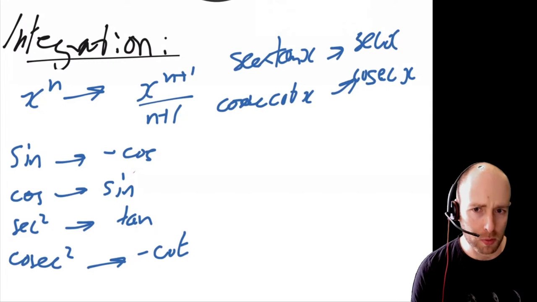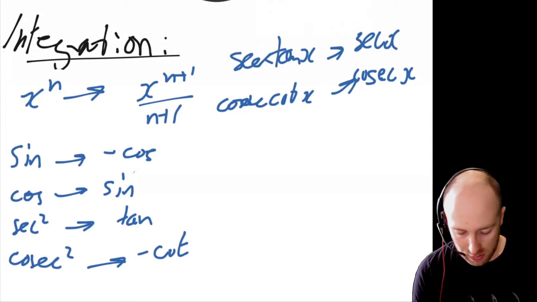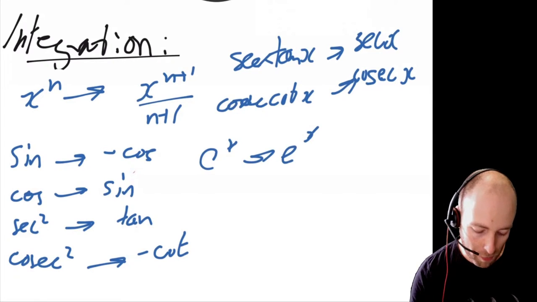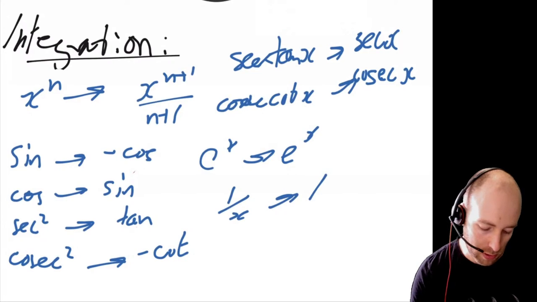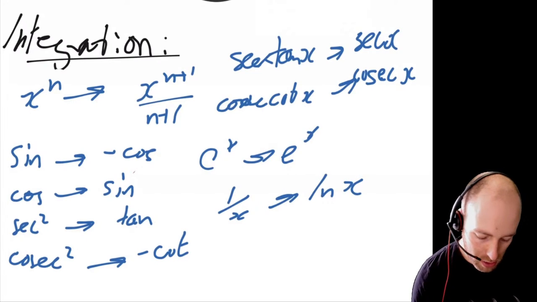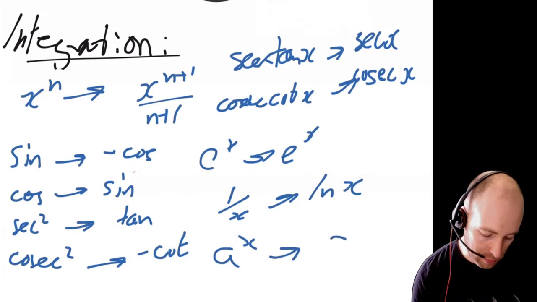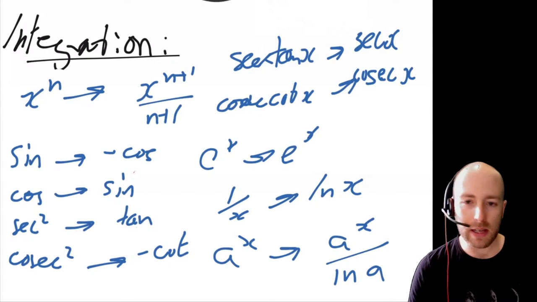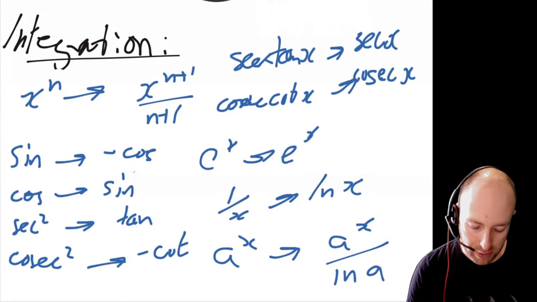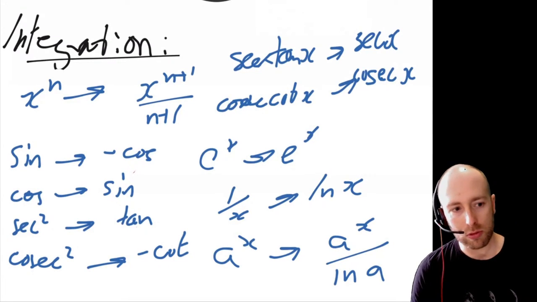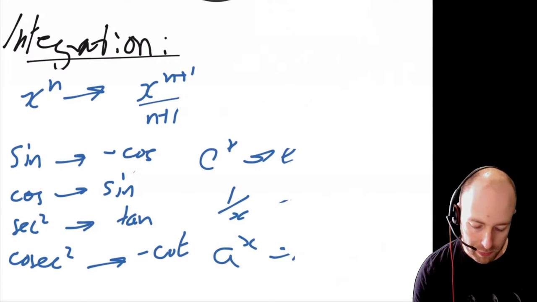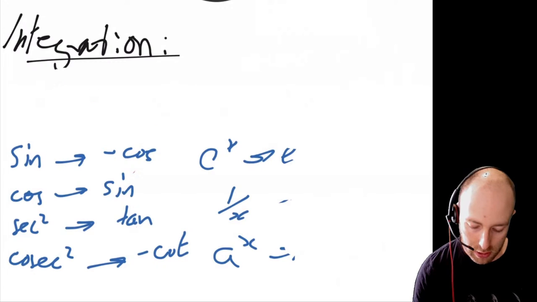There's a few others in the formula book as well. I won't give you those ones because they're just things you look up in the book. E to the x goes to e to the x. 1 over x goes to ln x. A to the x goes to a to the x over ln a. So things like that, the standard integrals, they should be pretty easy, and normally we'll have to apply the chain rule to those. Okay, the other major ones then are substitution and by parts.